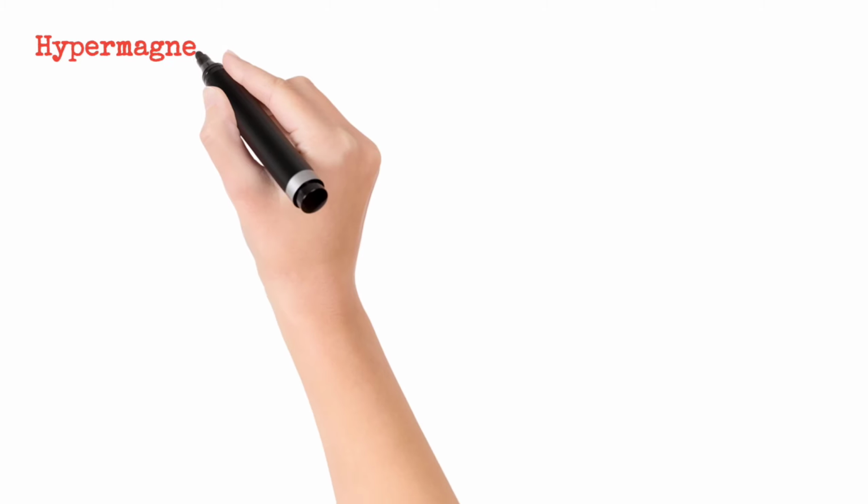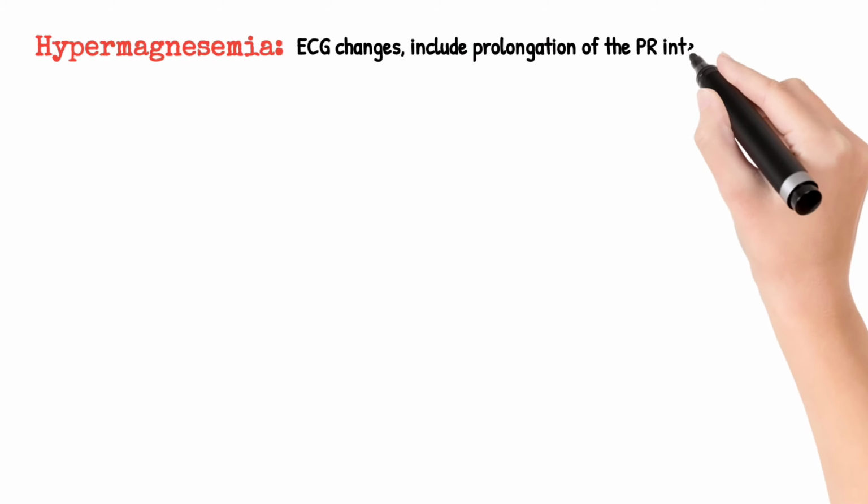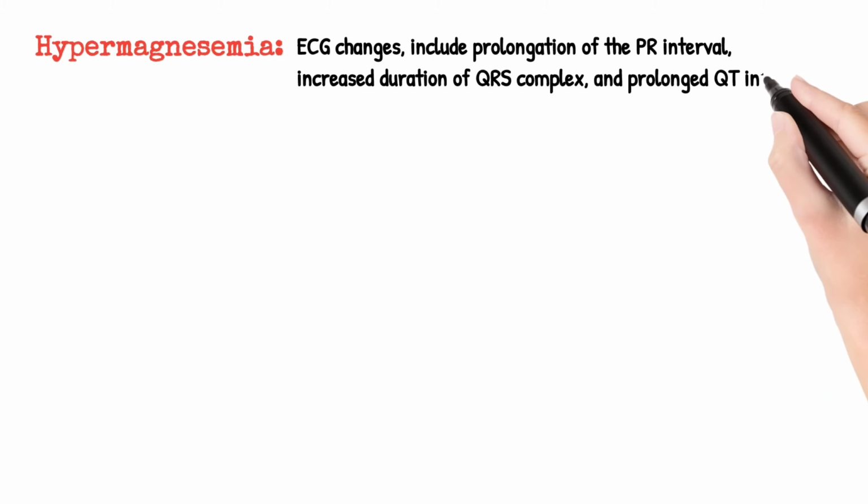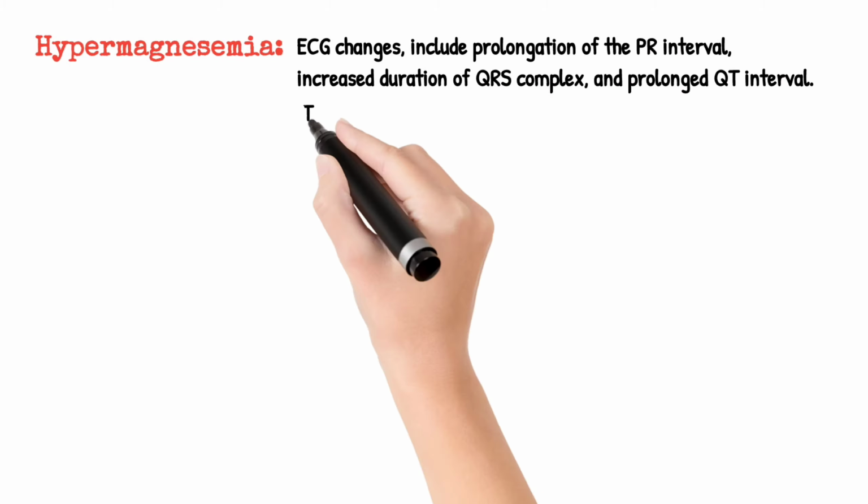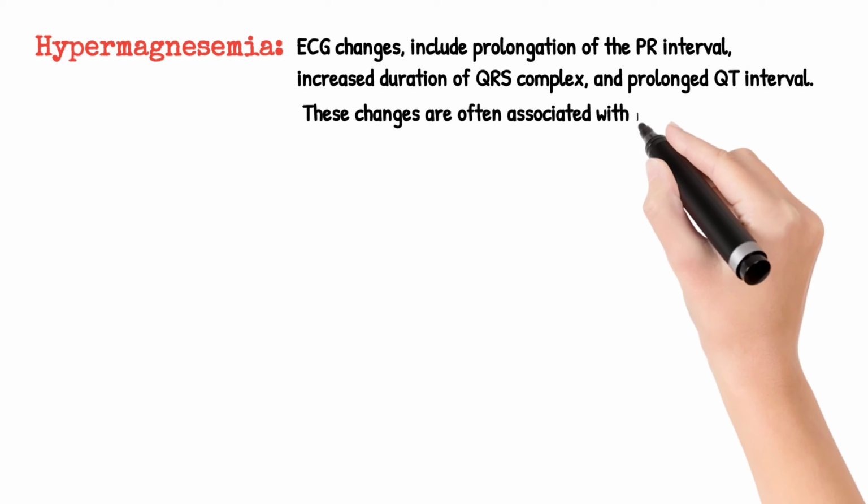Now, in hypermagnesemia, ECG changes include prolongation of PR interval, increased duration of QRS complex, and prolonged QT interval. These changes are often associated with hyperkalemia.